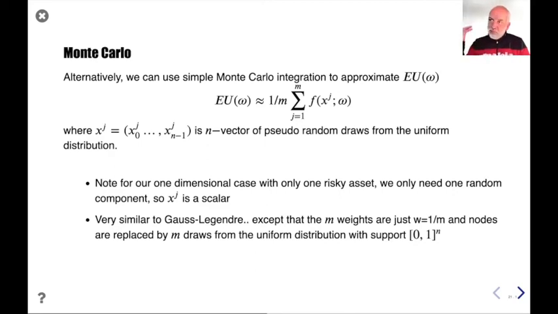Then you just draw a bunch of draws, and here our f is really already transforming uniform draws into lognormal draws, so we can just use the same function, take a bunch of uniform random draws, evaluate the function, and then average the results. So this is very similar to Gauss-Legendre, except that now the weights are 1 over m, and the nodes are replaced by random draws from the uniform distribution with support 0 to 1, and then if you have an n-dimensional integral, it's the unit hypercube.